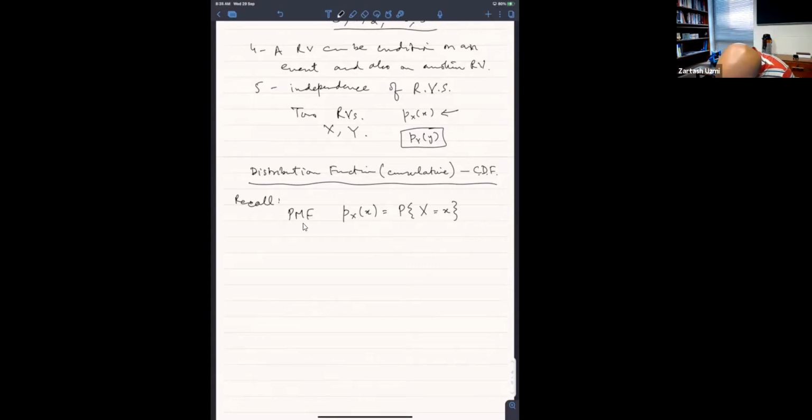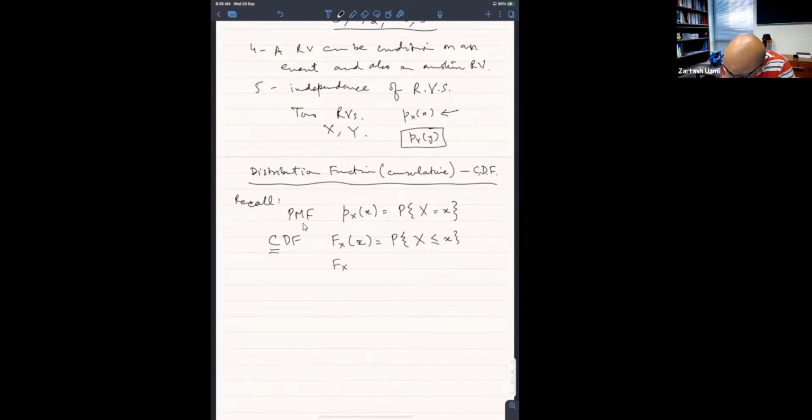What is the cumulative distribution function? From the name itself it is clear that something is accumulating, something is being collected. Okay? So the cumulative distribution function is denoted by capital F of small x, and evaluated at x it is equal to the probability that capital X takes a value less than or equal to small x.